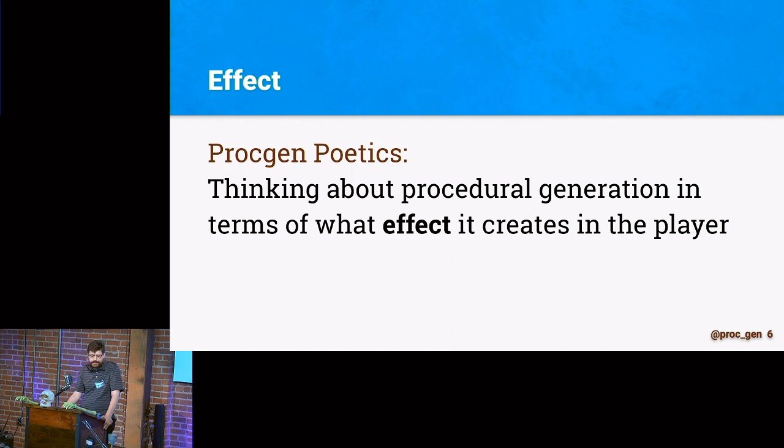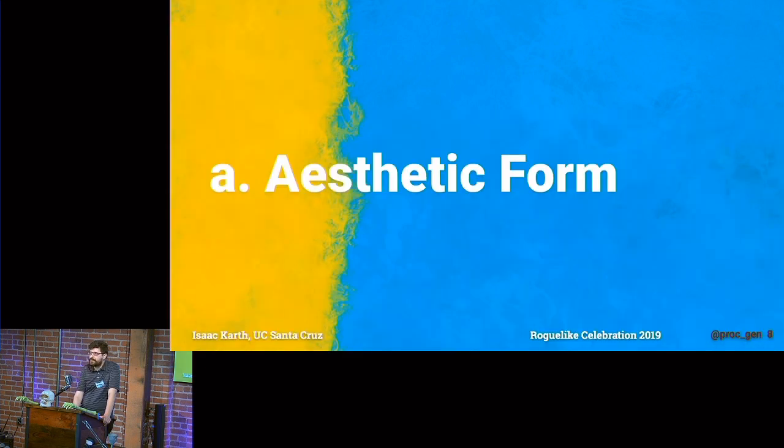And lastly, for definitions, what I've been putting this all under is an umbrella title of what I've been calling procedural generation poetics, which is thinking about procedural generation from the viewpoint of what effect it creates in the player. So that's how I'm going to be talking about these lenses. So first up, I have some lenses that deal with the form of the generator.